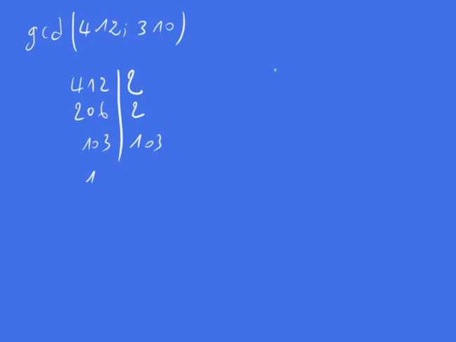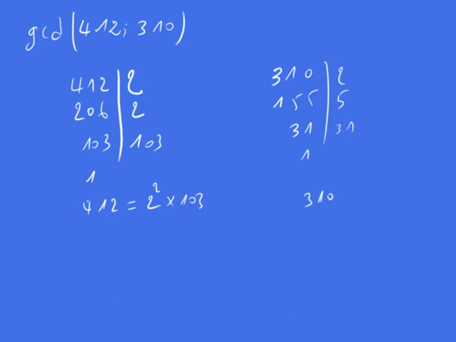The factorization of the second number, we start by 2. 155 by 5 is 31. 31 by 31 is 1. And we start by writing the common divisors. 412 equals 2 squared times 103. 310 equals 2 times 5 times 31.